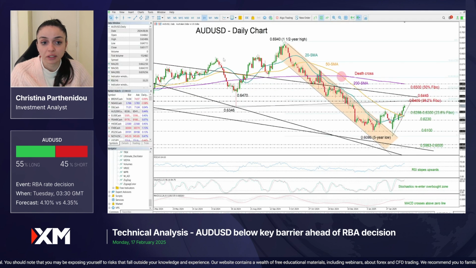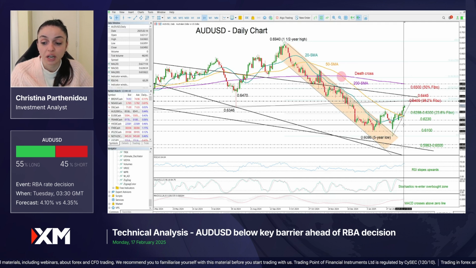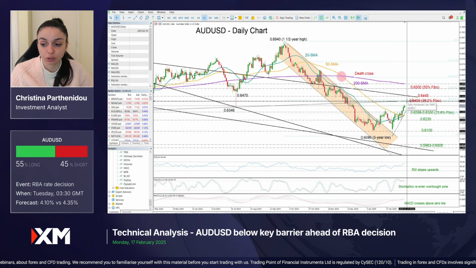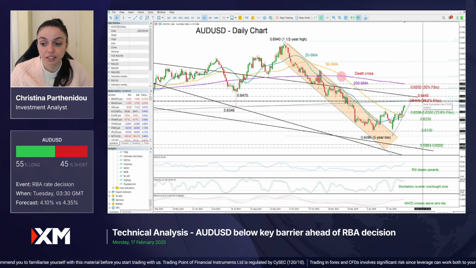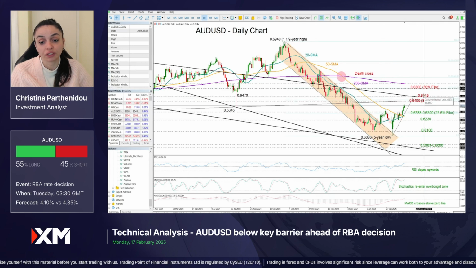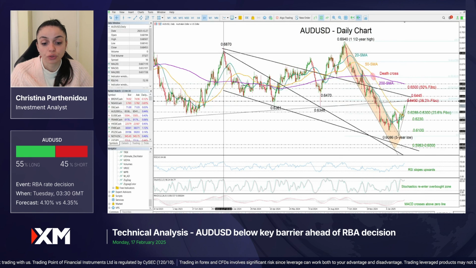Now, in the event the Reserve Bank of Australia adopts a more data-dependent approach, as the Fed did, and suggests that there's no urgency for further rate reductions, then we could see this recovery phase extending towards the 38.2% Fibonacci retracement of this downfall at 0.64. The 0.6445 could be another critical territory to watch, as this constraining line from 2023 is located.